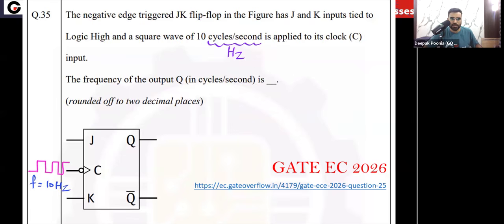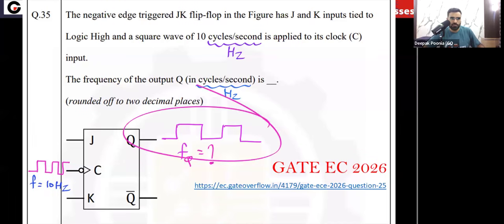Remember, cycles per second is the unit of frequency, and we write cycles per second as hertz. So you can see this clock frequency is 10 hertz, and this signal we have applied at the input clock, and we need to find the Q output waveform. Some waveform will be generated, correct? We need to find the frequency of this, because the question is asking the frequency of the output Q in cycles per second, again meaning hertz. So I can say F_Q is what we need to find. For this Q output, the waveform will be generated, and for this waveform, we need to find the frequency.